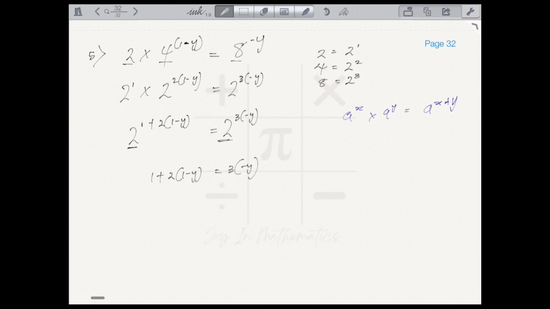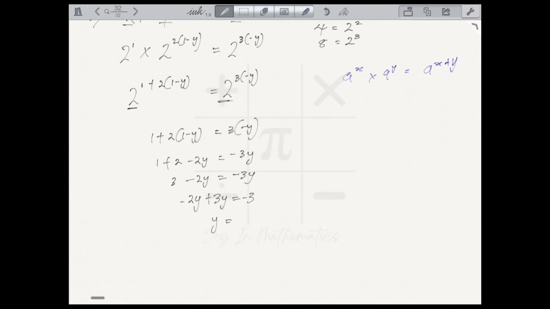So let's solve for y now. Open the brackets. This will be 1 plus 2 minus 2y, and this will give me what? Minus 3y. So solving this, I can bring the unknown term into the left hand side. So we have minus 2y plus 3y is equal to minus 1 minus 2. For more understanding, this is minus 2y plus 3y is equal to minus 3. So therefore, we have y to be equal to what? Minus 3.